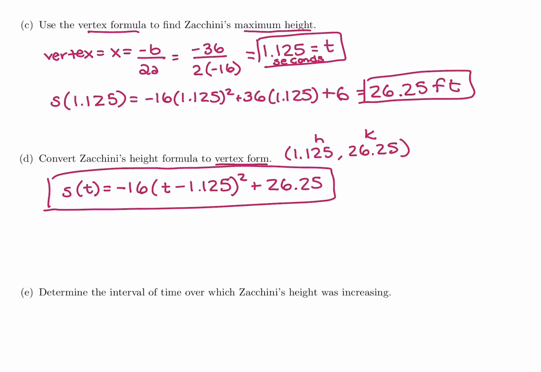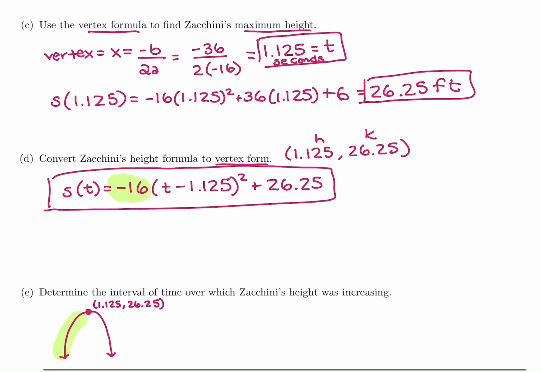Now we're going to determine the interval on which zucchini's height was increasing. So this negative value for A, whether you're looking at the standard form or the vertex form, that negative flips your parabola upside down. So where are we increasing? The first part is rising or the second part is rising? The first part is rising. We're rising up until we hit our vertex, which is 1.125, 26.25.